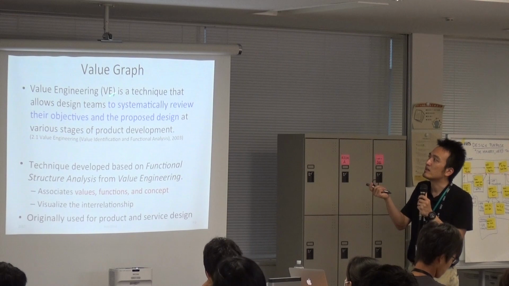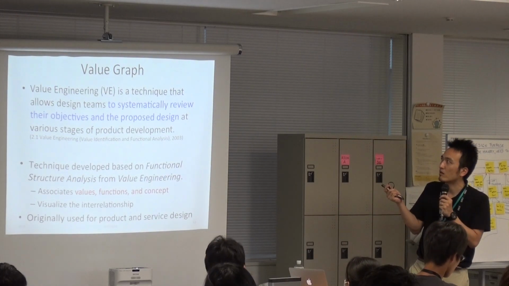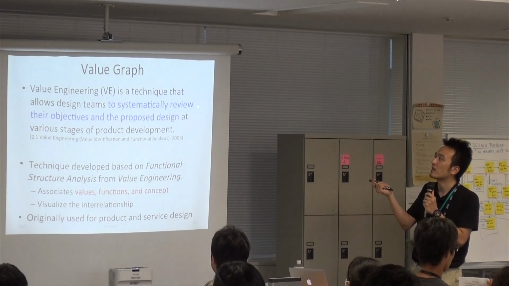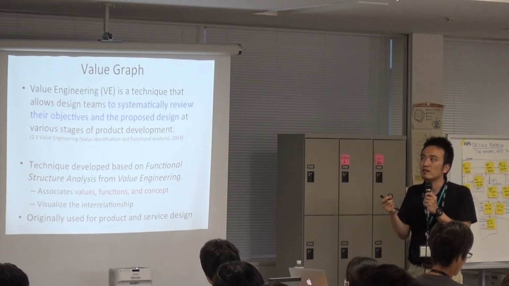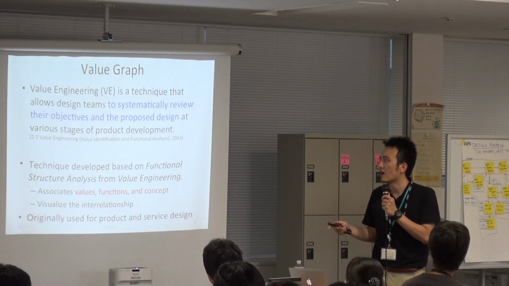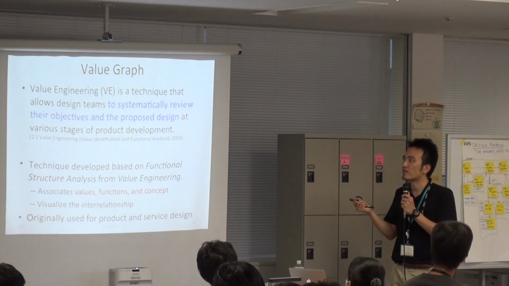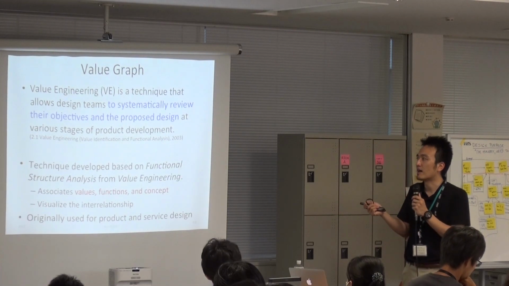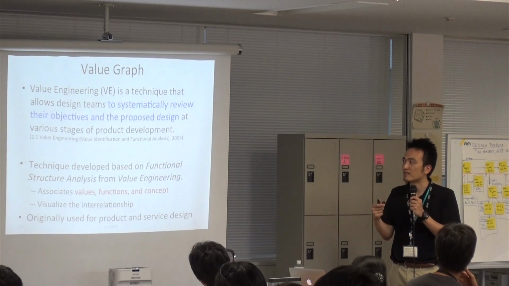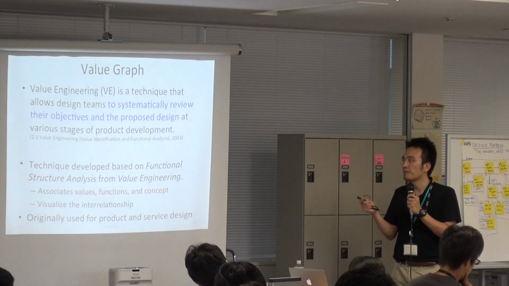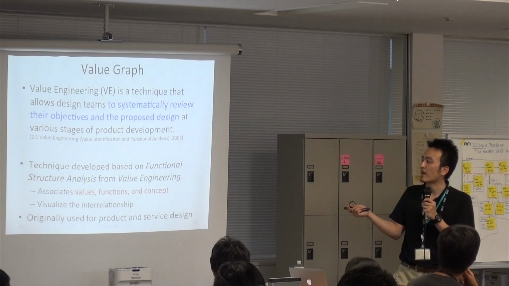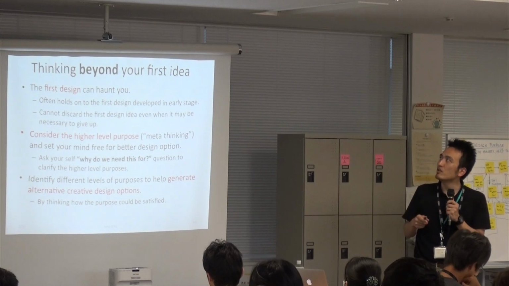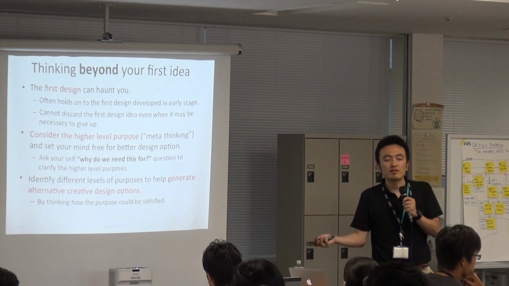Value engineering is the mother or the father of this technique called value graph. In the value engineering field, there is a way to systematically review objectives and propose designs. The value graph was developed based on functional structural analysis from value engineering. What it does is associate the values of your concept, the functions of your concept, and the concept itself. It's visually connected. And thinking beyond your first idea is everything about the value graph.